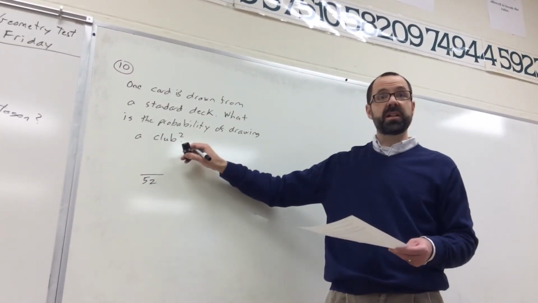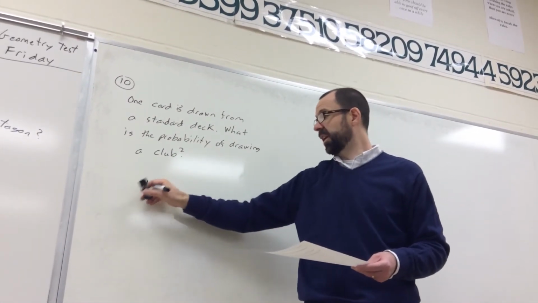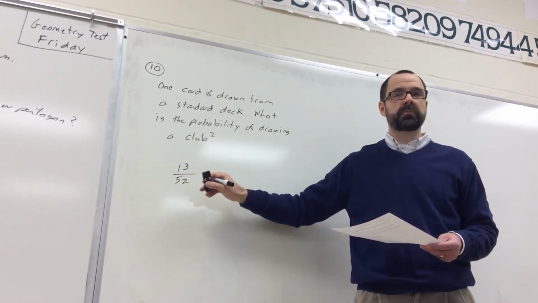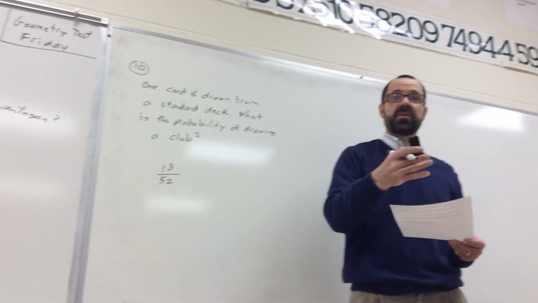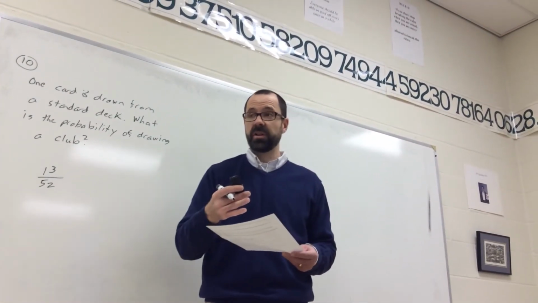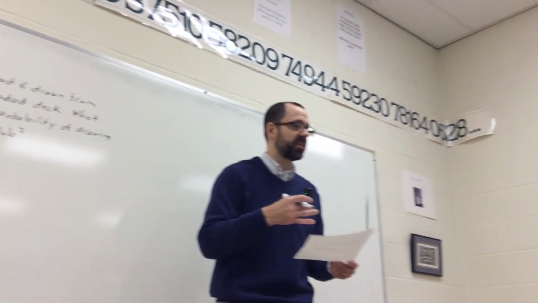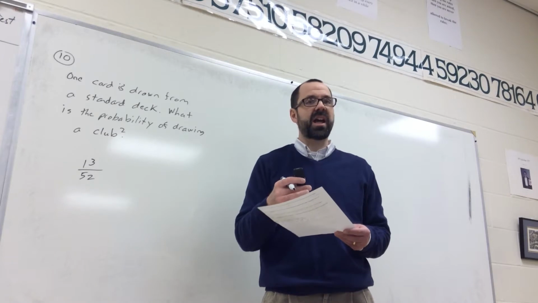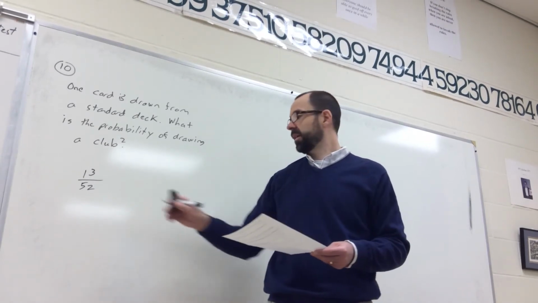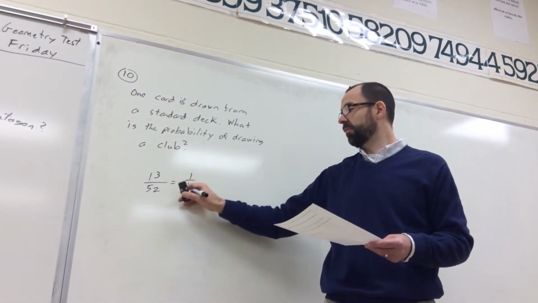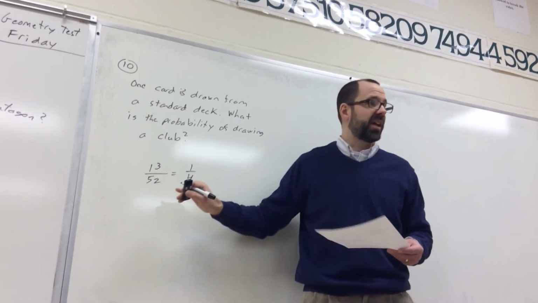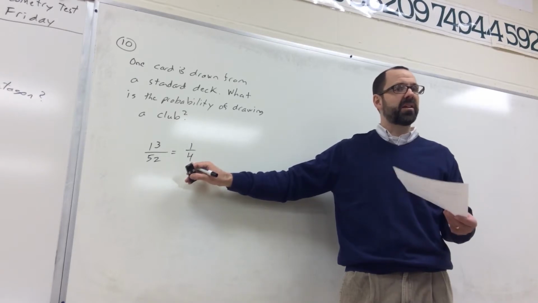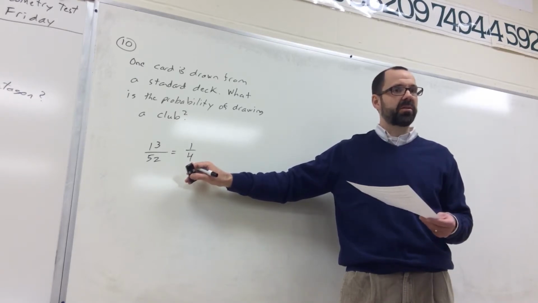Okay, and then there are 13 clubs, so the chances of getting a club is 13 out of 52. Because if you get the ace of clubs, that's a club. Or if you get the 10 of clubs, that's a club. Or the 9 of clubs, that's a club. So there's 13 different things that could count as a club. And then this fraction reduces to 1/4, which makes sense because there's 4 different types of cards. So the chances of getting one of those types is 1 out of 4.